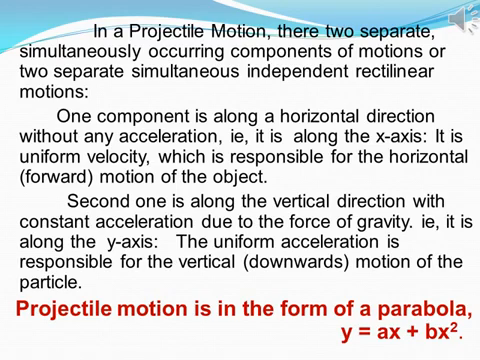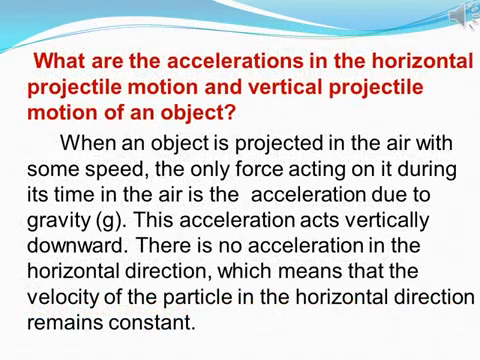You should know that projectile motion is in the form of a parabola with the mathematical equation y is equal to ax plus bx square. What are the accelerations in the horizontal projectile motion and vertical projectile motion of an object? The answer is, when an object is projected in air with some speed, the only force acting on it during its time in the air is the acceleration due to gravity. This acceleration acts vertically downward. There is no acceleration in the horizontal direction, which means that the velocity of the particle or the object in the horizontal direction remains constant.